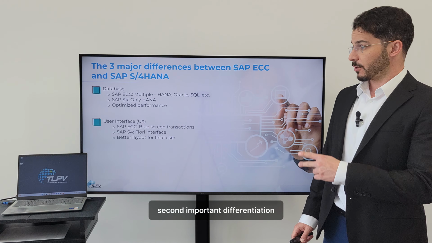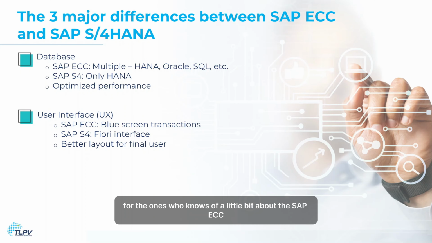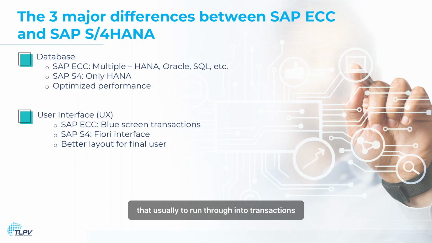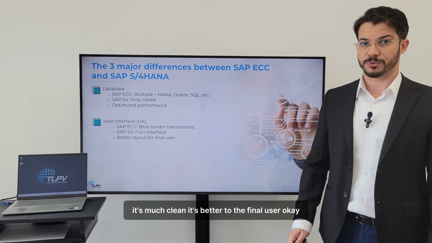Okay? Second important differentiation, user interface. For those who know a little bit about SAP ECC, before there was that blue screen that you usually use to run transactions, that's in the ECC. In S4, now it's everything on FIORI. It's much lighter, much cleaner, and better for the final user.